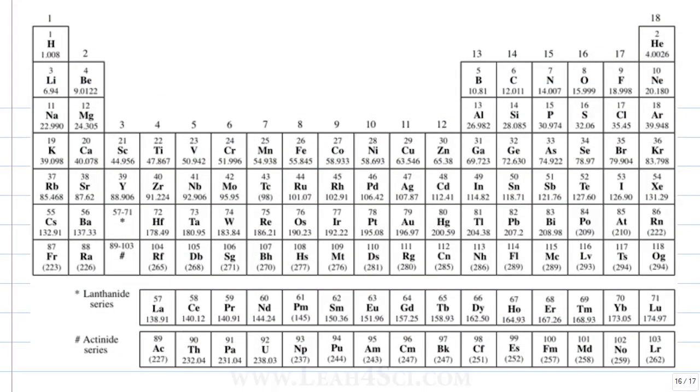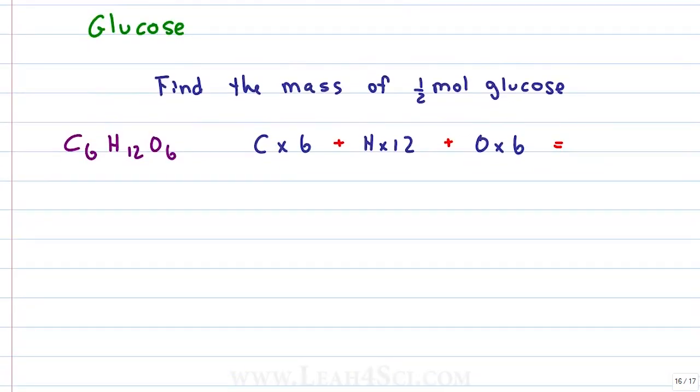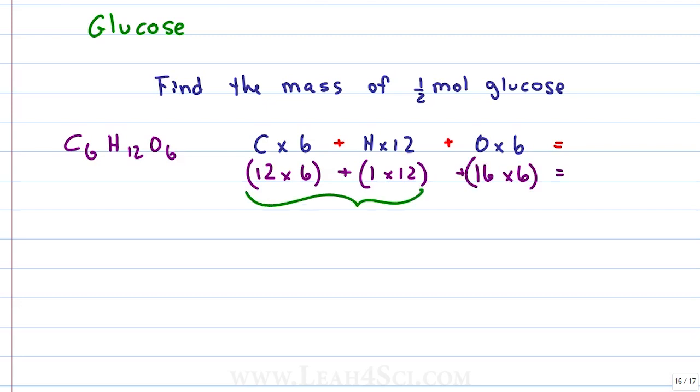Looking at the periodic table, hydrogen is 1, carbon is 12, oxygen is 16. Remember, we round to the whole number. So we set it up as 12 times 6 plus 1 times 12 plus 16 times 6. 12 times 6 and 1 times 12 is really just 12 times 7. 12 times 7 is a number you should know as 84.